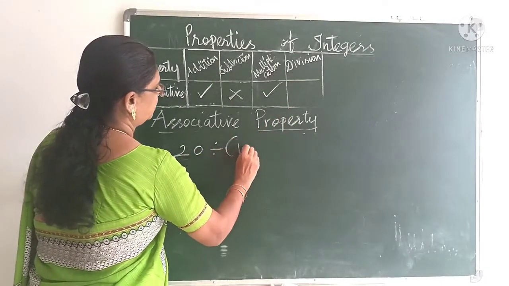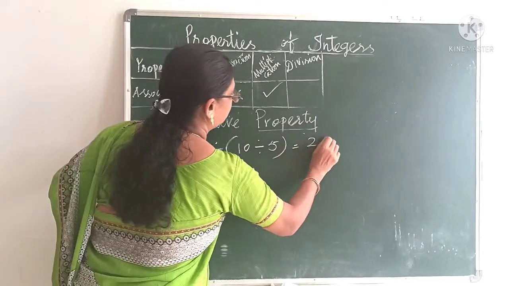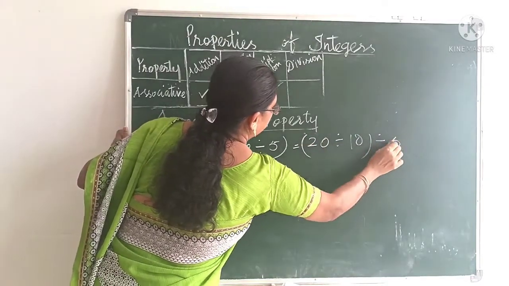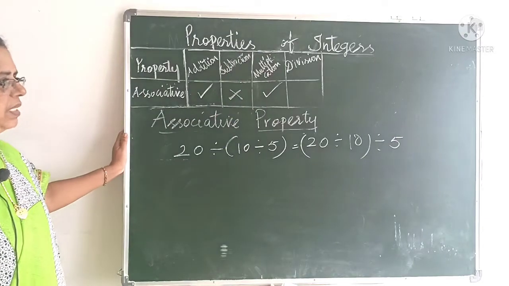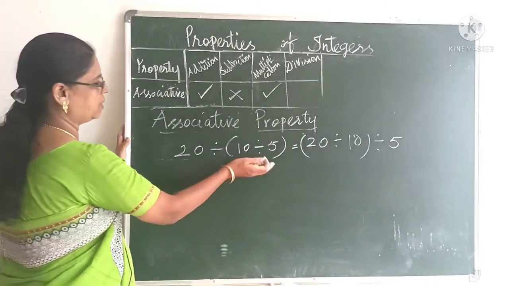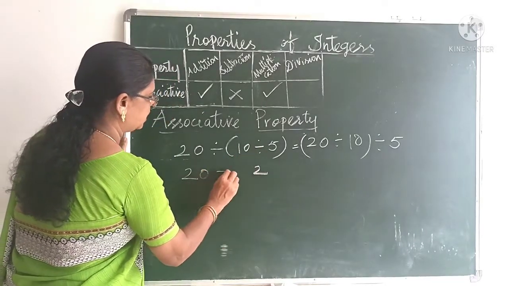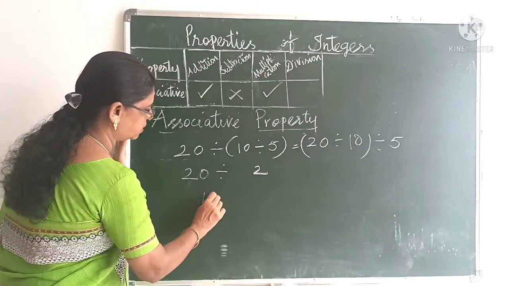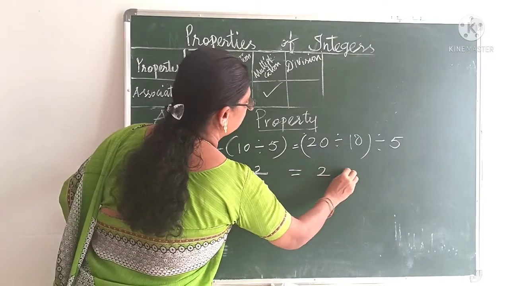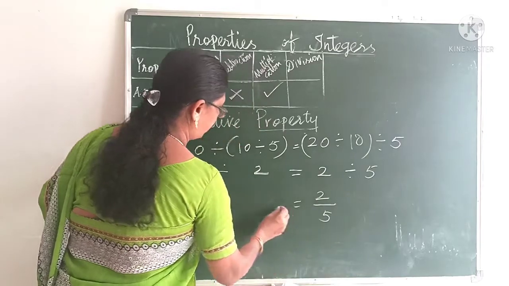20 divided by 10 divided by 5. Here 20 divided by 10 and that will be divided by 5. Let us check whether the answers are going to be the same or not. So first brackets, 10 divided by 5 is 2. 20 divided by 2 is equal to 10. Here 20 divided by 10 is 2. 2 divided by 5 is 2 upon 5.